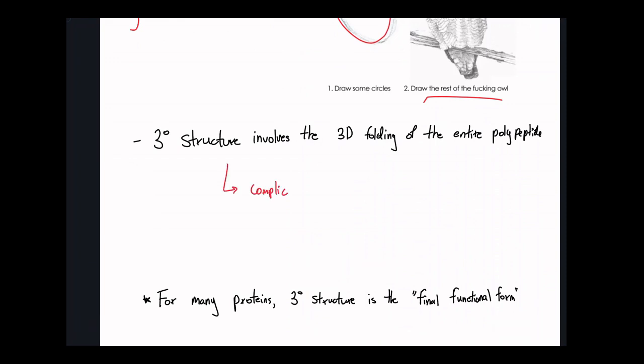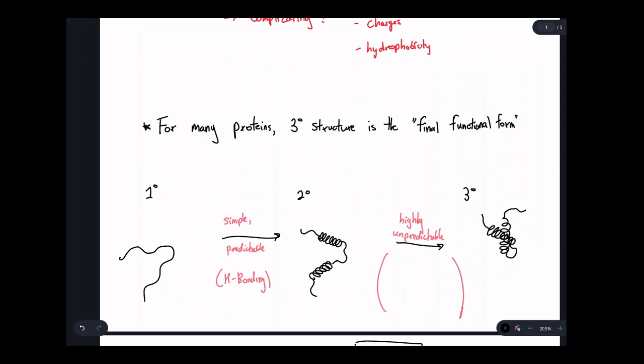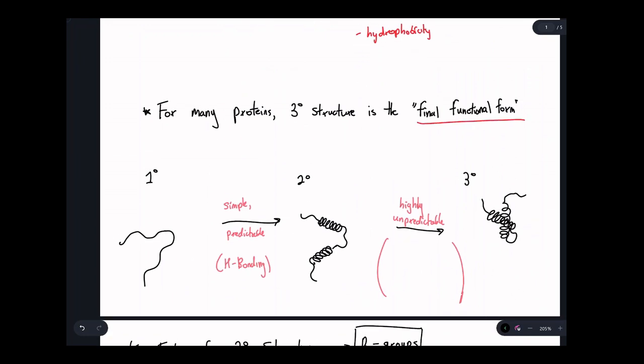Right? Modeling this is something that cutting-edge computer software is trying to do. However, it's still based on fundamentals. The idea that polarity, right, like dissolves like, charges need to match up, hydrophobicity, all of these things we've been talking about, these factor into the correct three-dimensional shape of the polypeptide. And for many proteins, that tertiary structure is its final functional form.